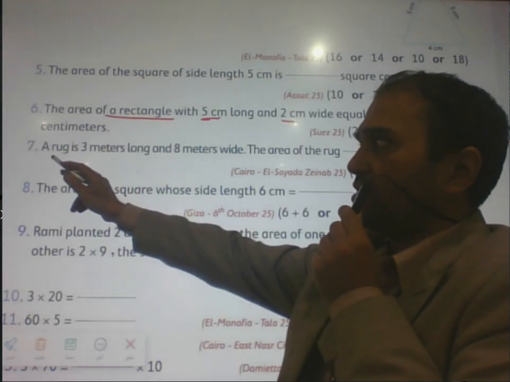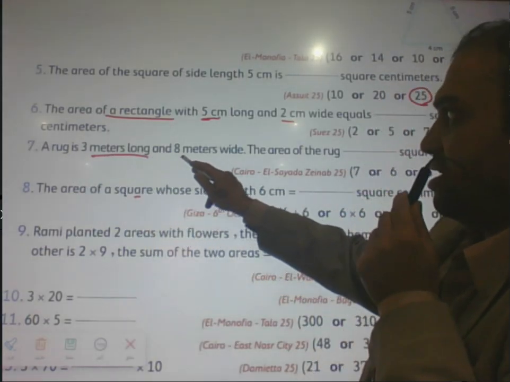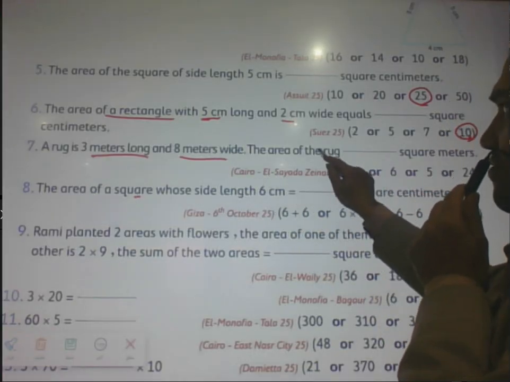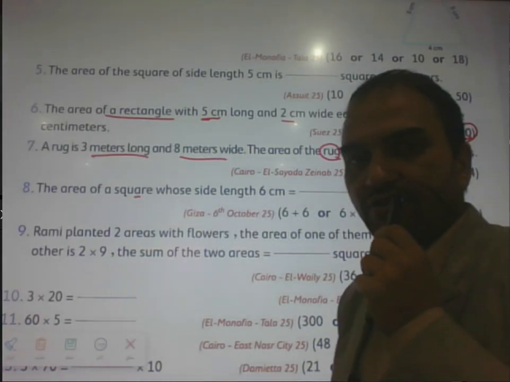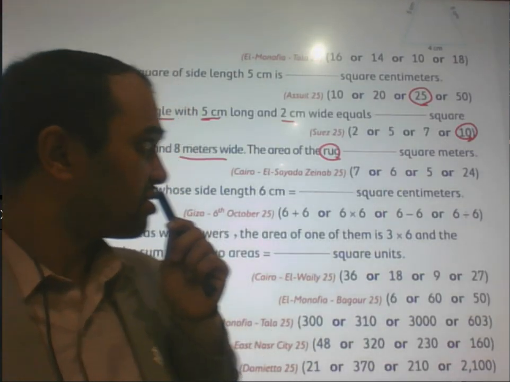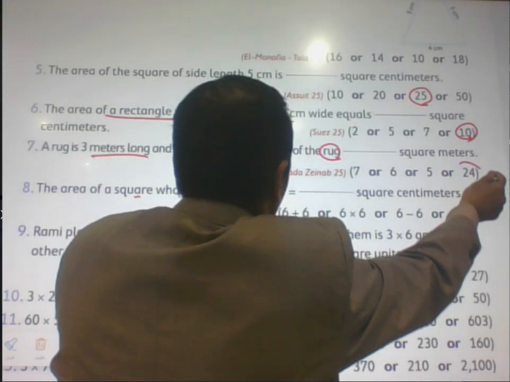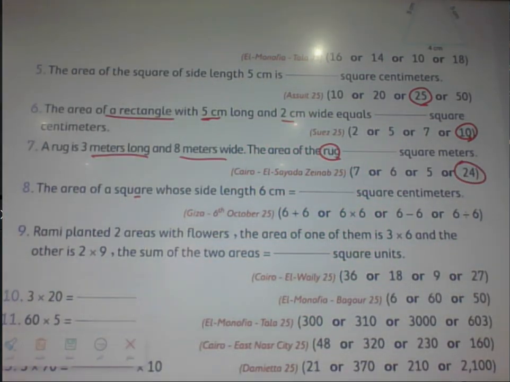Next, question number 7. A rug is 3 meters long and 8 meters wide. For the area of the rug, we have a rectangle here. The area of a rectangle equals the product of the 2 dimensions, length times width. The product between the 2 dimensions here is 8 times 3. 3 times 8 is 24. The area will be 24 square meters.